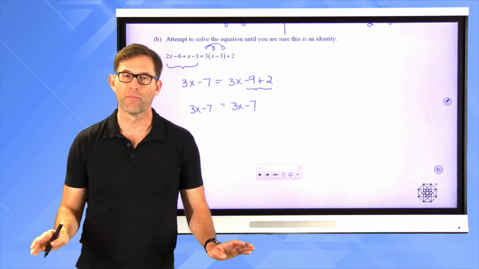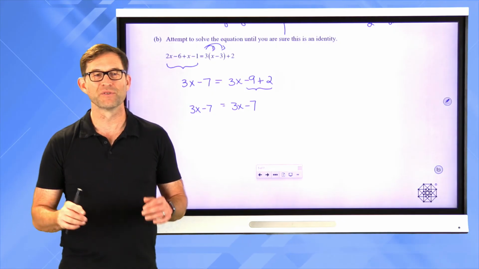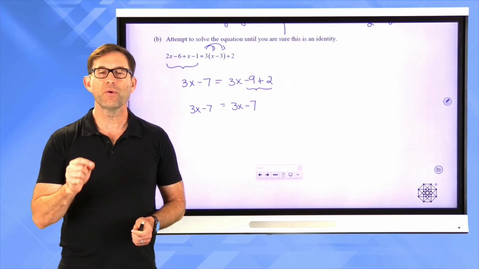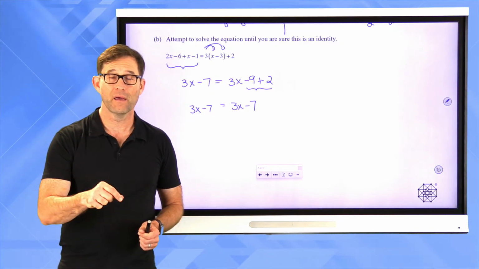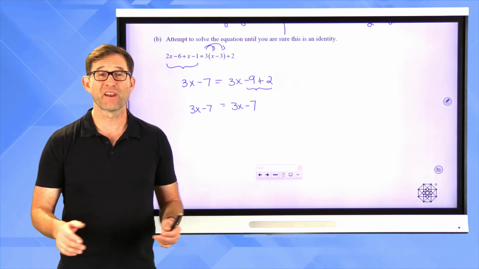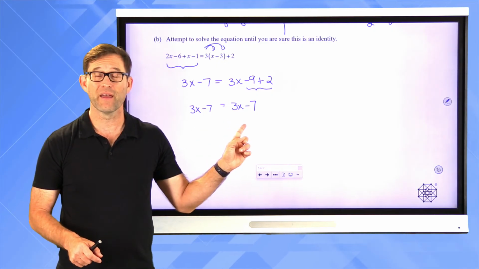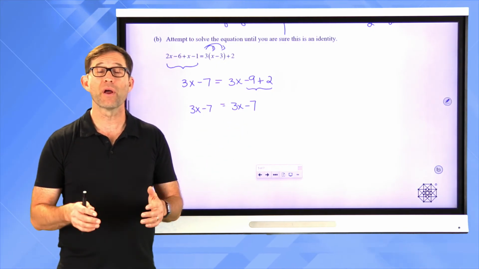So I'm going to pause for a moment, right? At this point, I've got 3x minus 7 equals 3x minus 7. And I hope you can now see why this is an identity. Any value of x that I put in is going to clearly make the left-hand side equal to the right-hand side, because they are algebraically identical.